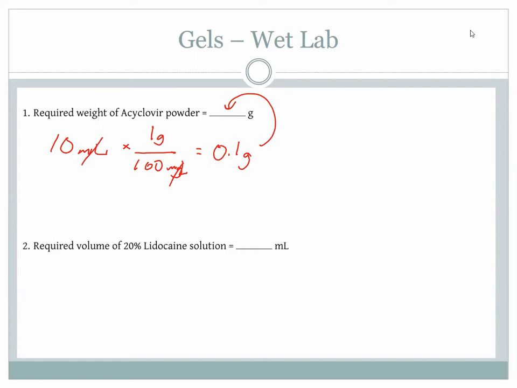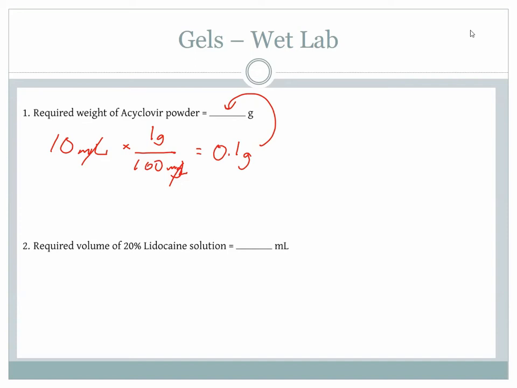To understand this, what you need to know is our source of lidocaine, as I said, was an injectable, and it actually has a concentration of 20% weight per volume. So our source ingredient is lidocaine, 20% weight per volume. We want to know how much of that we need to have our final product be 2% weight per volume. So you can do this a couple of different ways.